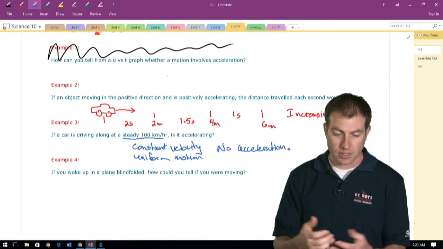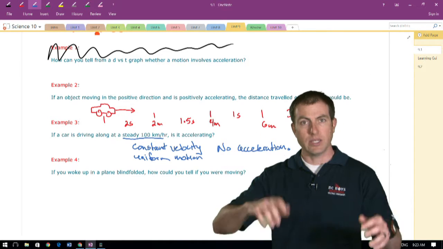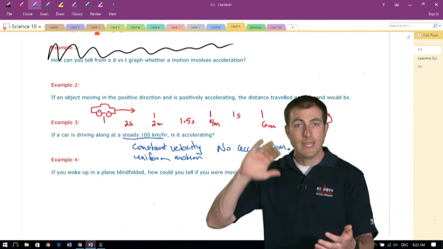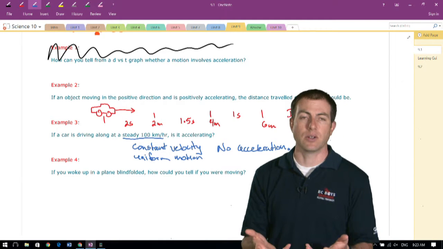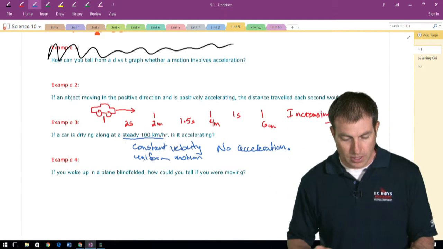Similar sorts of things happen in a car. If you've ever traveled and the light turns red and it's kind of a panic stop, or there's someone stopped in front of you or an object on the road, you slam on the brakes, you go flying forward. That's acceleration. So, back to example number 4.